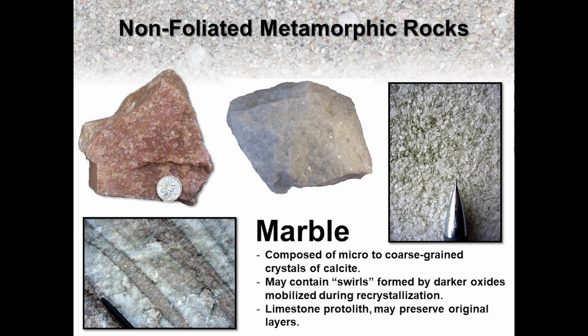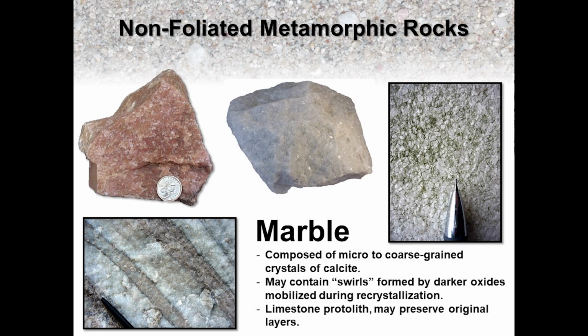The movement of hydrothermal fluids may mobilize and precipitate out dark swirls of oxide and sulfide minerals such as hematite, pyrite, and galena, and because the rock is not experiencing differential pressure, original sedimentary layers or laminations may be preserved as well.